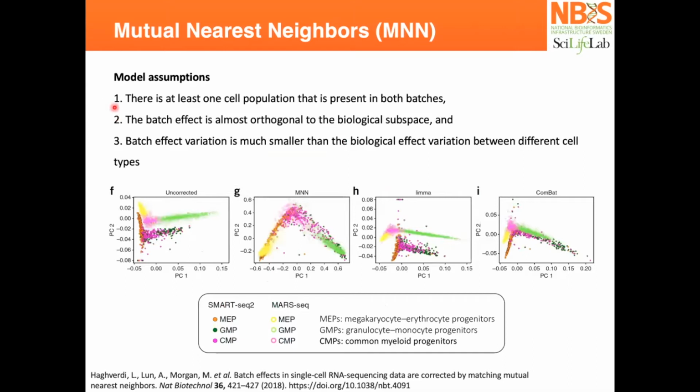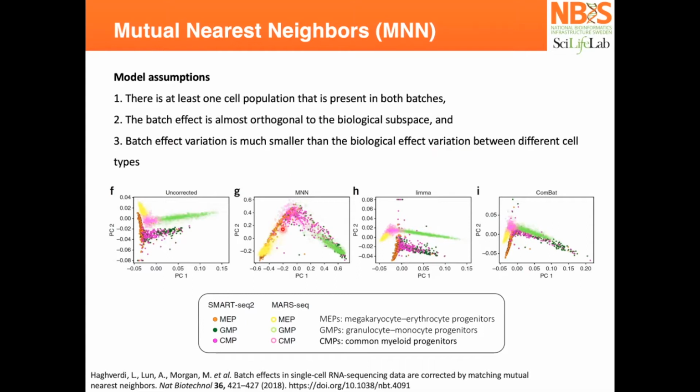But it also has some assumptions: you need at least one cell type that is present in both data sets. So if you have completely different data sets, it will try to merge them anyway. So you need to take care of that and think about it. Some of those things are a little bit more technical for now. And you need to think that if the batch effect variation is much smaller than the biological effect, you might join things that are not the same.